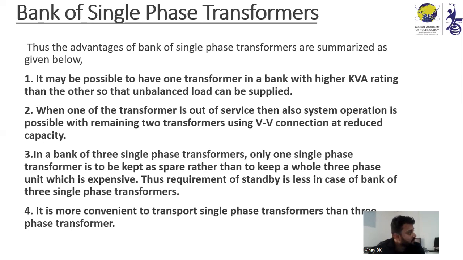You should remember these. The first advantage is that any one transformer can have a higher kVA rating, so it can take unbalanced load. Also, if any one of the transformers is out of service, the other two transformers can be used with open delta connection at reduced capacity. And also, it is more convenient to transport. So these are the advantages.